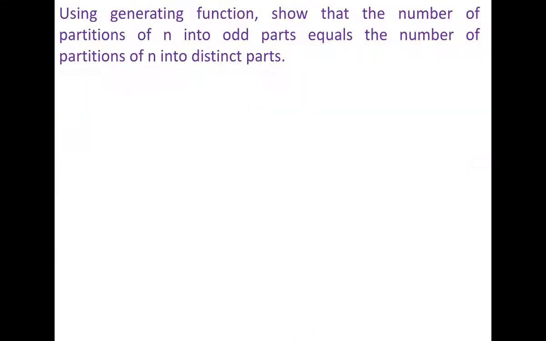Let's move to the next interesting question, which says: show that the number of partitions of n into odd parts is equal to the number of partitions into distinct parts. Odd parts means that you partition 5 as 1 plus 1 plus 3, odd parts; even terms are not included. Distinct parts means you write 5 as 2 plus 3. So both are equivalent.